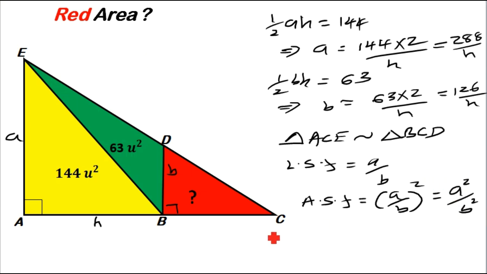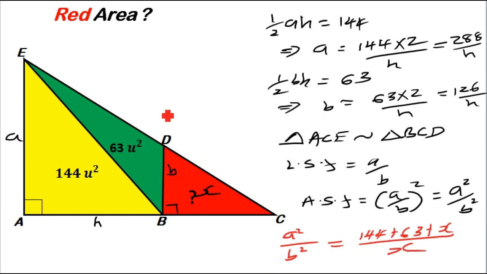Now this area scale factor, A squared over B squared, means you are comparing the area of the bigger triangle over the area of the smaller triangle. So what is the area of the bigger triangle? Let us say that this unknown red area is X. Then the area of the bigger triangle, triangle ACE, is 144 plus 63 plus X, over the area of the smaller triangle BCD, that is just X.